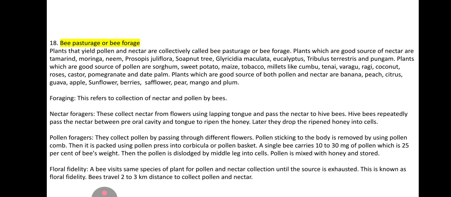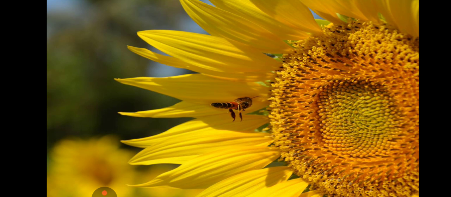Then floral fidelity. This means a bee visits the same species of plant for pollen and nectar collection until the source is exhausted. This is known as floral fidelity. Bees travel 2 to 3 kilometers to collect pollen and nectar. Remember one thing, bees are the most intelligent creatures, and whenever you consume honey, please make sure that it is processed, or else many bacterial spores will be present in raw honey, and this may cause infectious damage to your body.